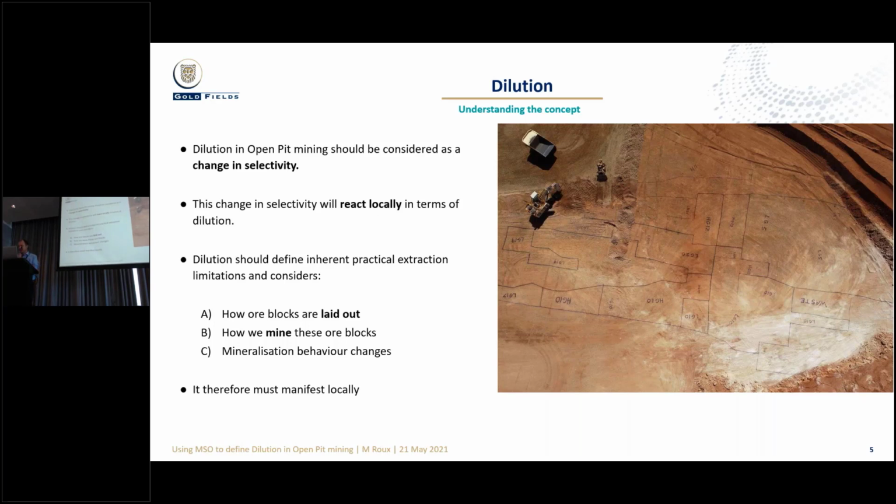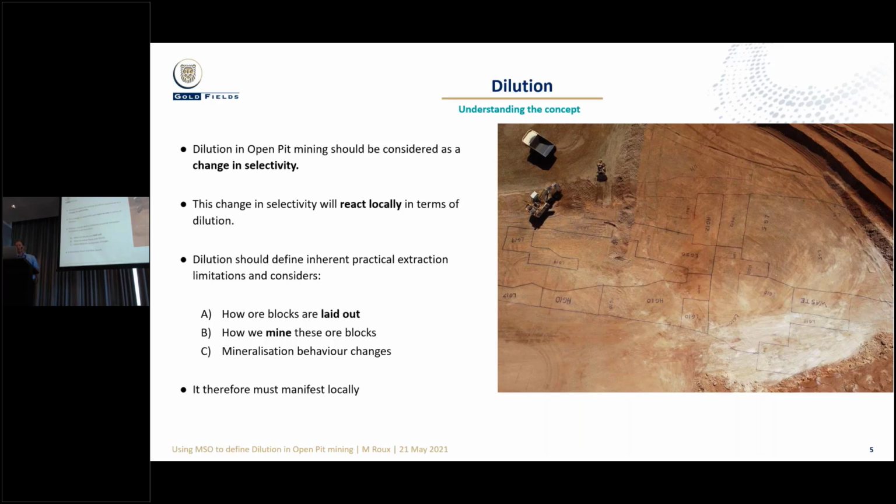So because of this, and while the dilution is defined by these practical limitations, you need to be able to incorporate these 3 points. Number 1, how is the block laid out? B, how we mine against those blocks, and C, how the mineralization behavior changes across it. It's therefore important, and the reason I'm advocating for the consideration of local dilution where possible.